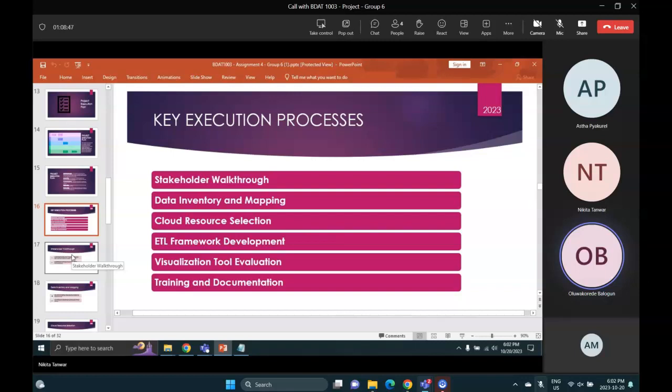So basically, the stakeholder walkthrough is just helping us to go through the different departments at Aspire Financials to have a feel of what goes on in each of these departments, and for us to be able to identify relevant on-premise databases. Right. So when we're done with that, please next slide.